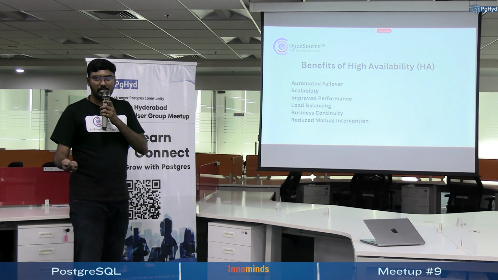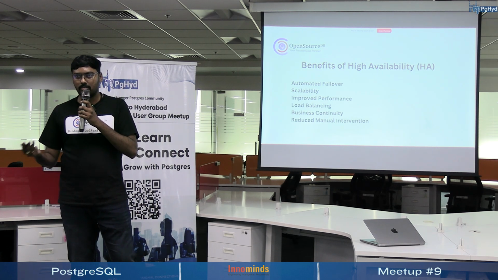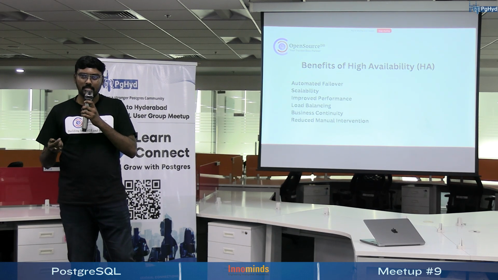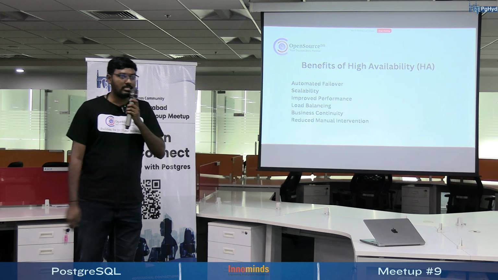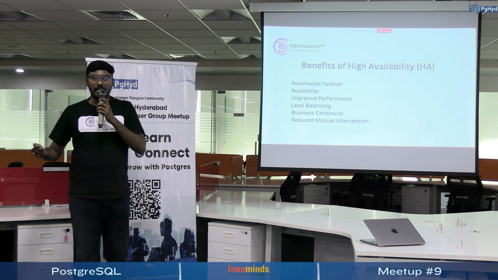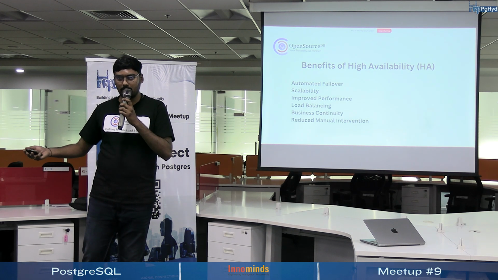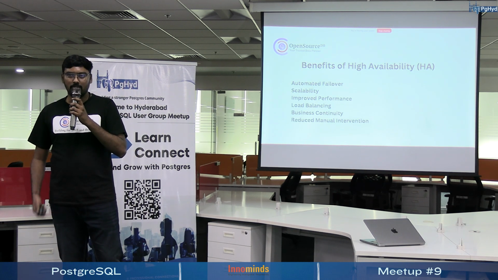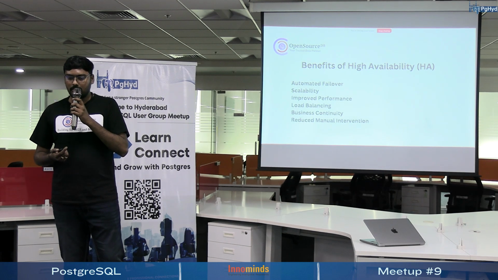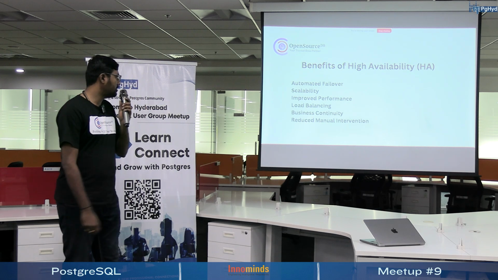Whenever your primary goes down, auto failover has to kick in, and your standby has to become the primary system. That needs to happen automatically. That's the main agenda of high availability systems. And scalability: all the select transactions can be easily scaled, and with high availability systems we can have as many standby nodes as possible. In this way, we can scale the systems deployment.